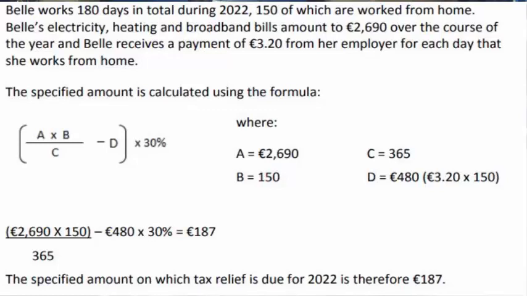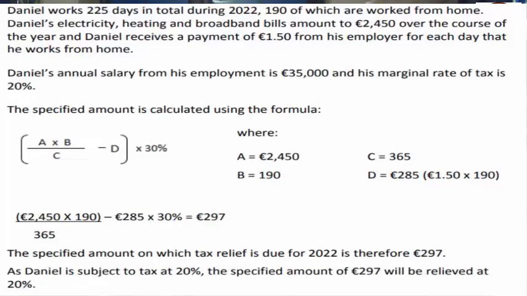The formula: 2,690 multiplied by 150 divided by 365 minus 480, multiplied by 30%, is equal to €187. The specified amount on which tax relief is due for 2022 is therefore €187.